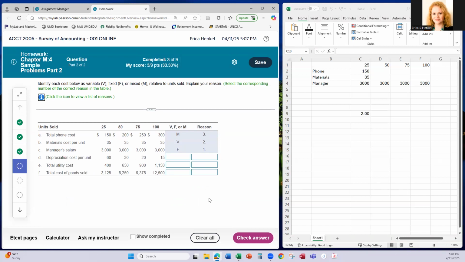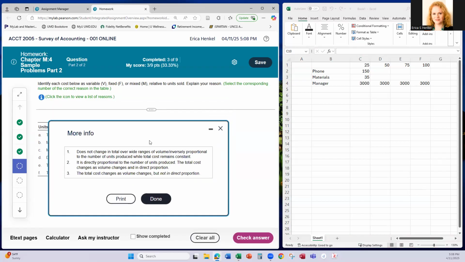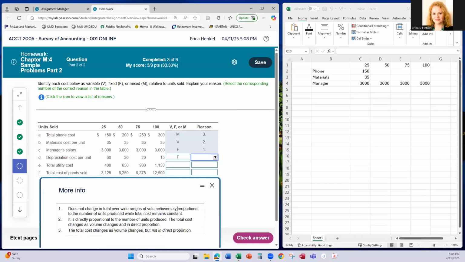Okay. Now, depreciation cost per unit here. So 60 at 25, 30 at 50. Okay. So this is inversely changing, which tells me that the cost is going down per unit here. It's not going up per unit. So to me, that tells us that this is a fixed cost. And it says on our list of reasons here, does not change. It's inversely proportional to the number of units here. So that's number 1. All right.